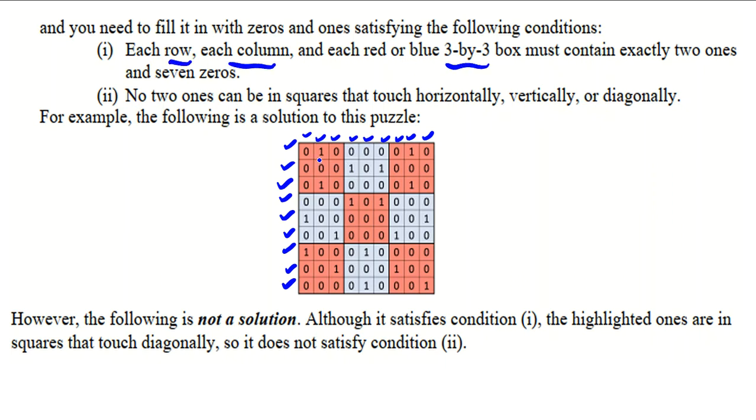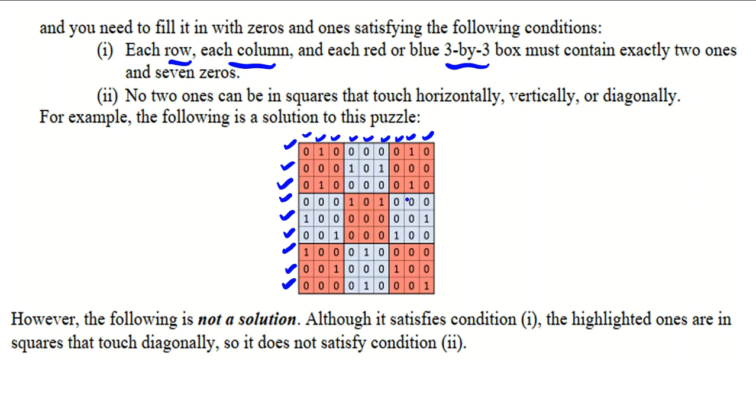Now we are checking 3 by 3 regions, each with 2 ones. Okay, it's okay. And no 2 ones can be in squares that touch, like in these 3 ways. If you check a 1, it means that all cells around it, in general, all 8 cells around that must be 0.